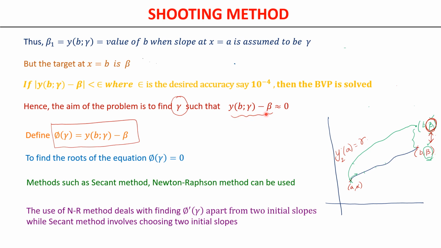So what did we do now? We have defined y of b comma gamma minus beta as phi of gamma, and our main job is to find the roots of phi of gamma. There are two methods, of which we are going to apply the secant method, as the Newton-Raphson method becomes slightly complicated since we require even a derivative. It's not that it is not possible, it is certainly possible, but we are applying the secant method in my video here. Having understood this part, let's frame the working rule and then attempt the rule in a problem.